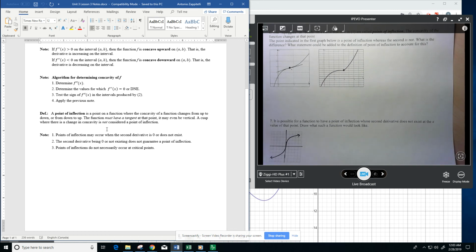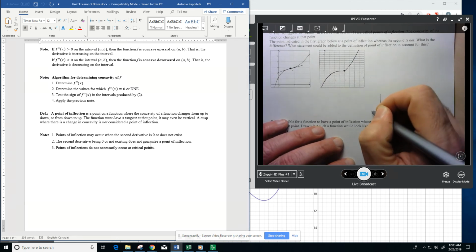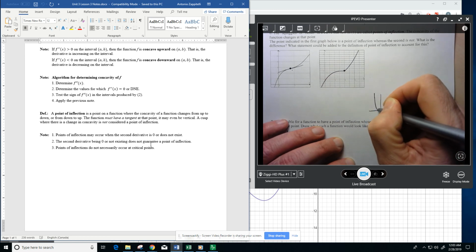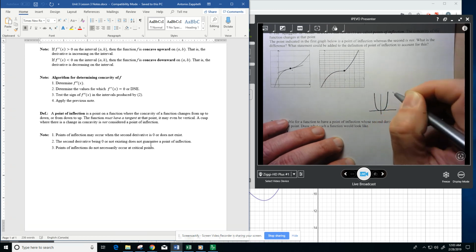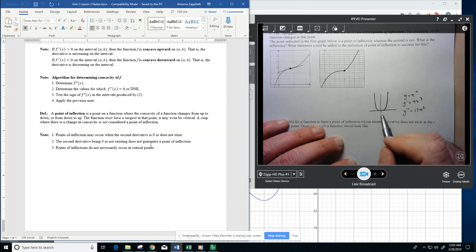So a couple of things. Points of inflection may occur when the second derivative is zero or doesn't exist. Notice it says may occur. The second derivative being zero does not guarantee a point of inflection. So if you look back here, if you were to take something like y equals x to the fourth, and you found the second derivative. The derivative is 4x cubed, and the second derivative is going to be 12x squared. Well, look at 0. The second derivative is equal to 0 at 0, but there's no change in concavity.